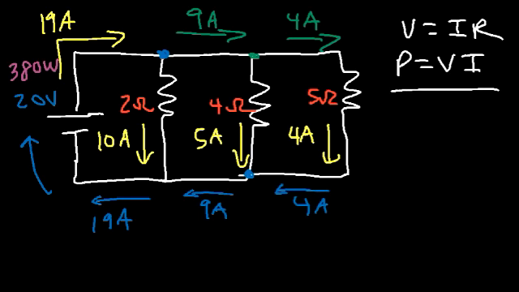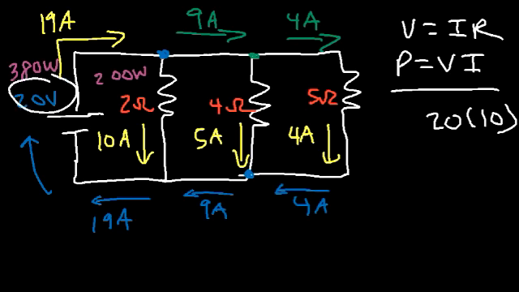So the voltage is 20 volts across it times the current of 10 amps that flow through it. So 20 times 10, that's 200. So the 2 ohm resistor absorbs 200 watts of power. Now for the 4 ohm resistor, it's going to be the voltage of 20 volts times 5 amps. So 20 times 5, that's 100 watts of power. And for the last resistor, it's 20 volts times 4 amps, which is 80 watts of power.